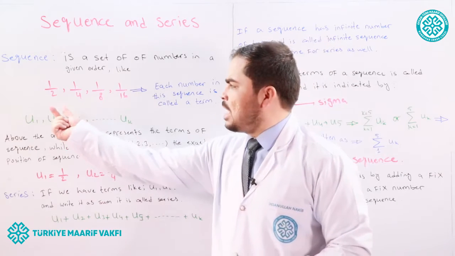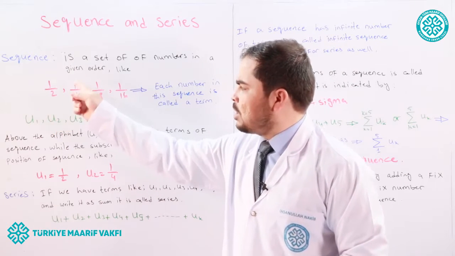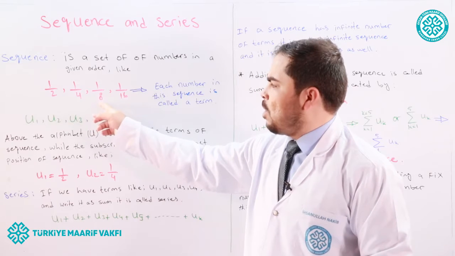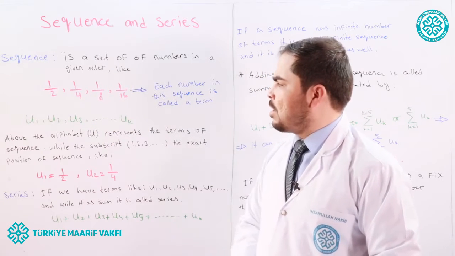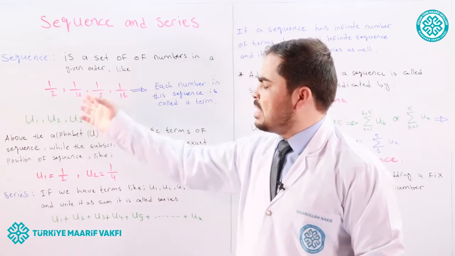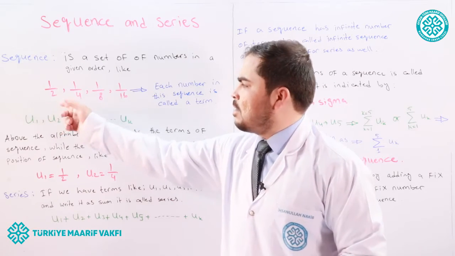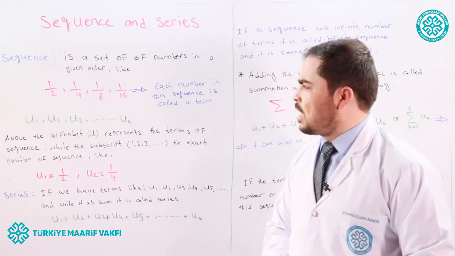For example, if you see here, from 1 over 2 we are going to 1 over 4 and then we are going to 1 over how much? 1 over 8 and then we are going to 1 over 16. It means the ratio between them is 1 over 2. If you divide this one by this, you will get 1 over 2. So this is called a sequence.